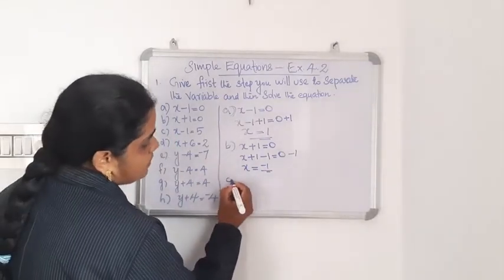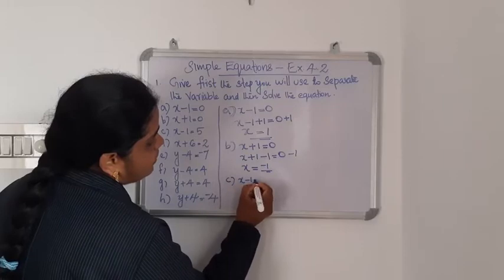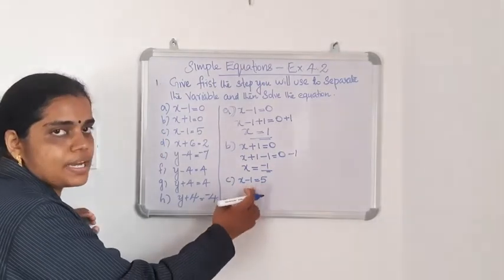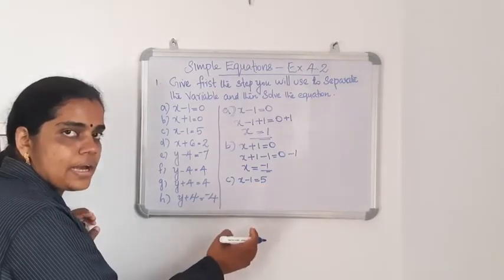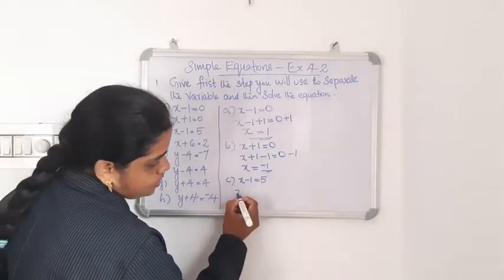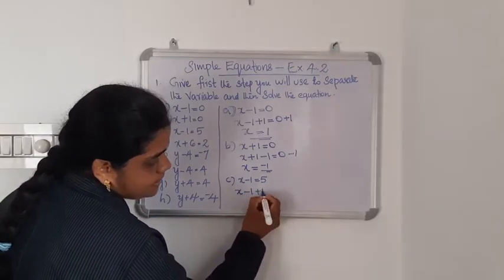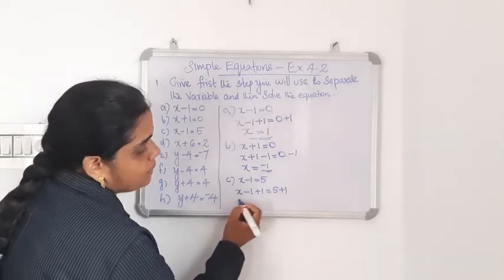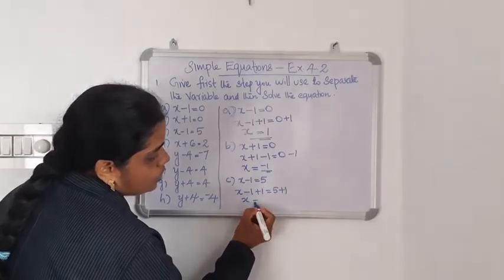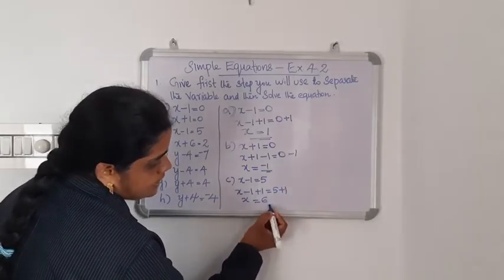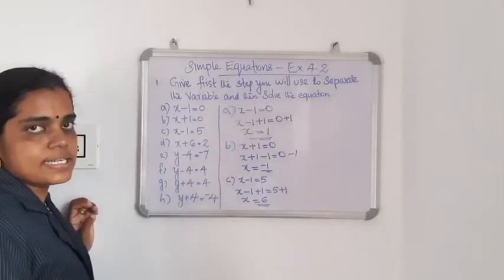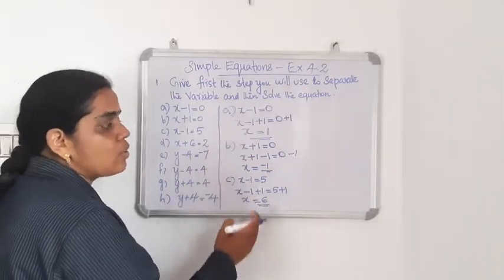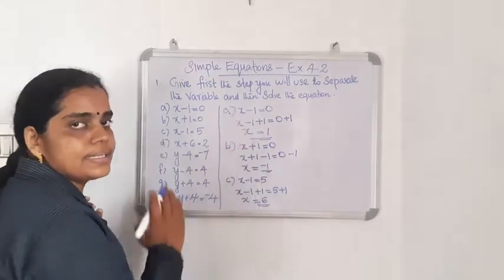Then the third question, x minus 1 equal to 5. So what do we want to do here? Here it is minus 1, so we need to add plus 1 on both sides. So x minus 1 plus 1 equal to 5 plus 1. Minus 1 plus 1 becomes 0. x equal to 5 plus 1, which is 6. So the answer is 6. This is known as the solution of the equation. So the value of the variable we can find out using this method.